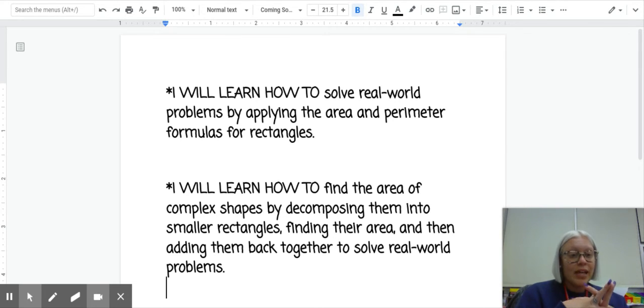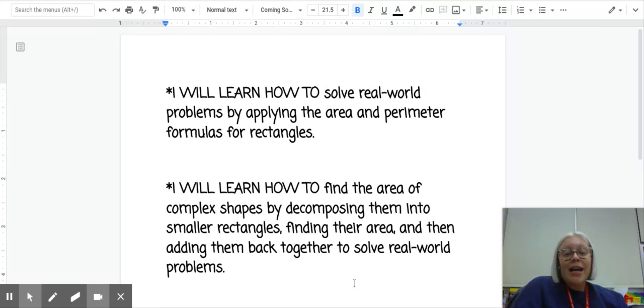So that might sound like a really overwhelming task right now, but that's okay. We're going to be learning about that this week, and I'm going to teach you exactly how to do it so that you can say, I can find the area of complex shapes by decomposing them into smaller rectangles, finding their area, and then adding them back together to solve real world problems. You'll also be able to say, I can solve real world problems by applying the area formula for rectangles.